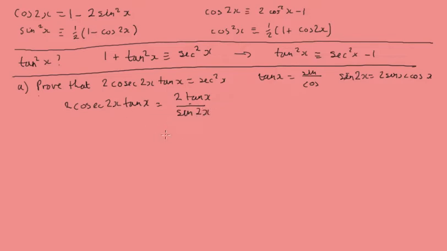And now we're going to substitute in for our different identities. So tan is sine x over cos x, so 2 sine x over cos x, and sine 2x is going to be this, so over 2 sine x cos x. And we can cancel out the sines, and we can cancel out the 2s, so it's going to be 1 over cos squared x, which is the same as sec squared x.